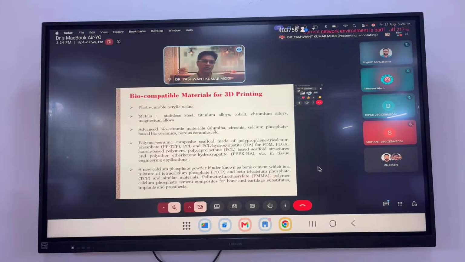Then there are advanced bioceramic materials like alumina, zirconia, calcium phosphate, bioceramics, etc. Then polymer-ceramic composites are also there: polypropylene, tricalcium phosphate, PCL (polycaprolactone), hydroxyapatite, and PEEK (polyether ether ketone). So many biocompatible materials are available. PMMA, polymethyl methacrylate, is again a very important biomaterial. So these are some of the biomaterials.